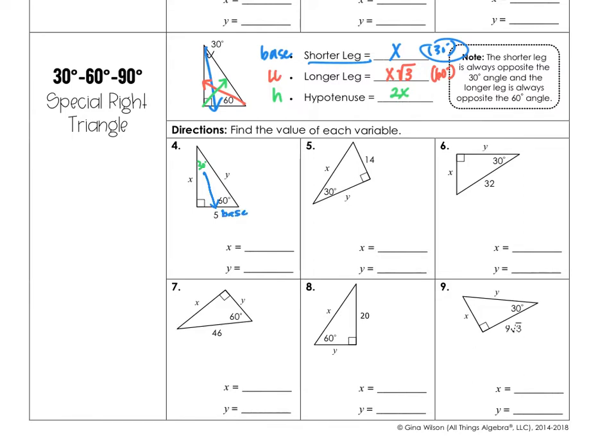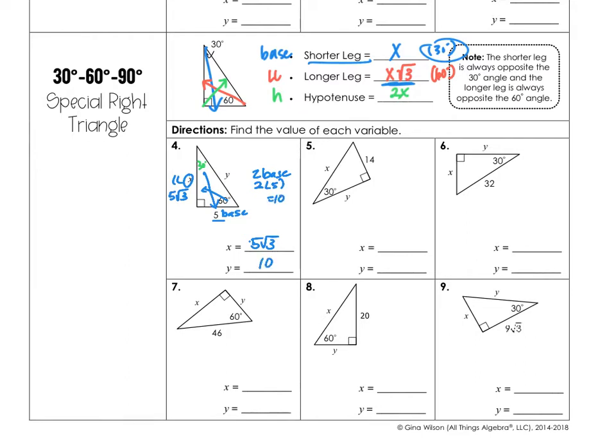So to find our longer leg, this is our longer leg because it's across from 60. To find our longer leg, we're doing base times root 3. So our base is 5 times root 3. So that is X, 5 root 3. Hypotenuse is super simple if you have the base. The hypotenuse is 2 times the base. So 2 times the base is 2 times 5, which is 10.